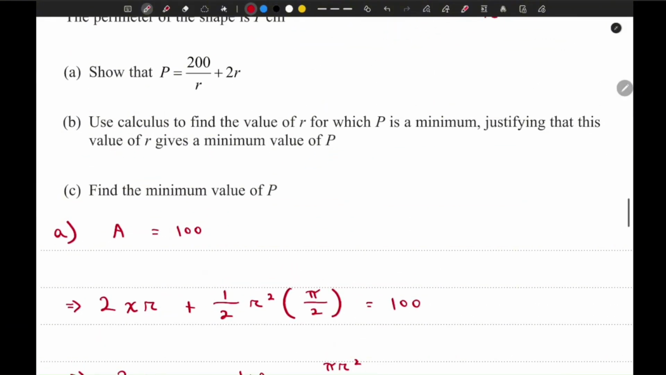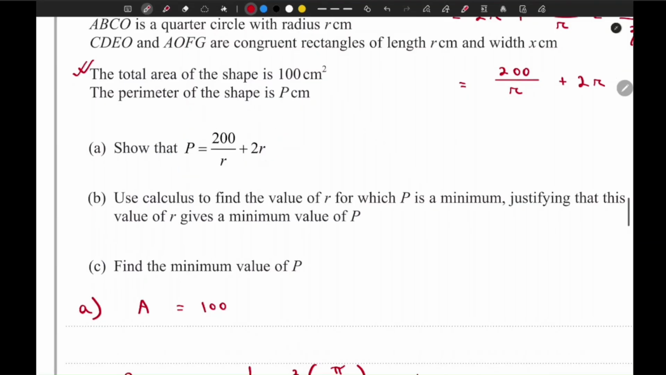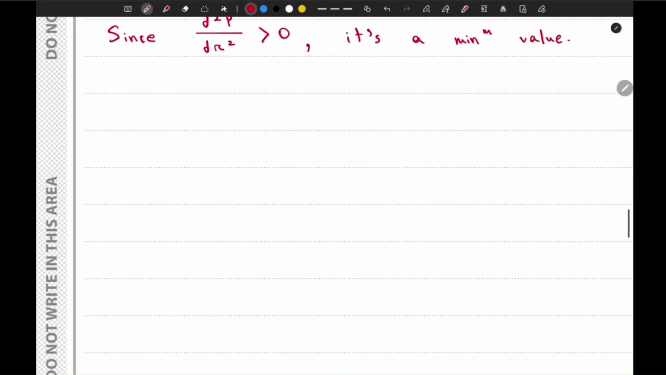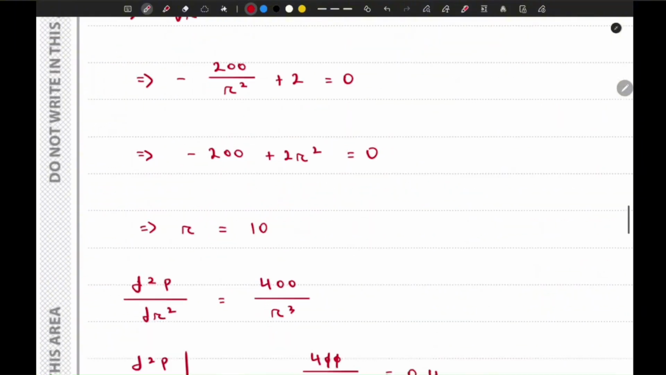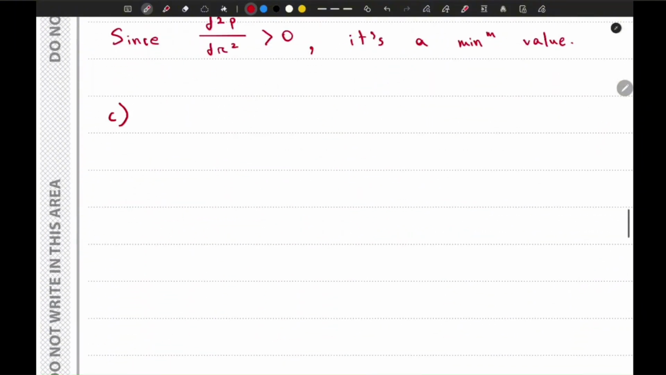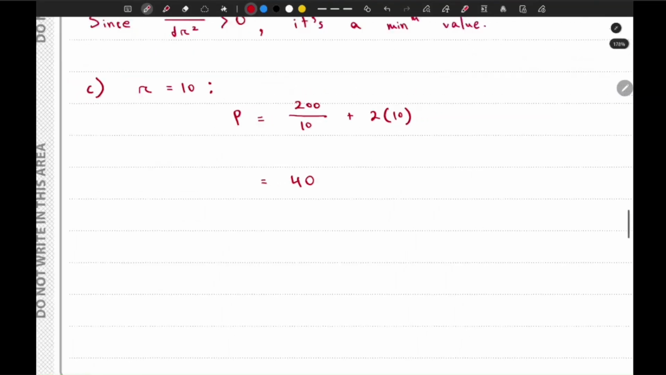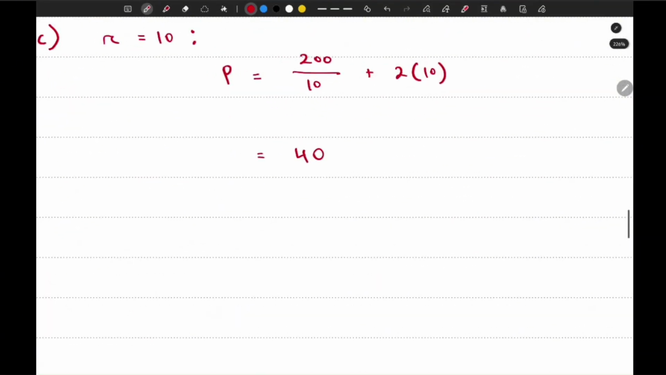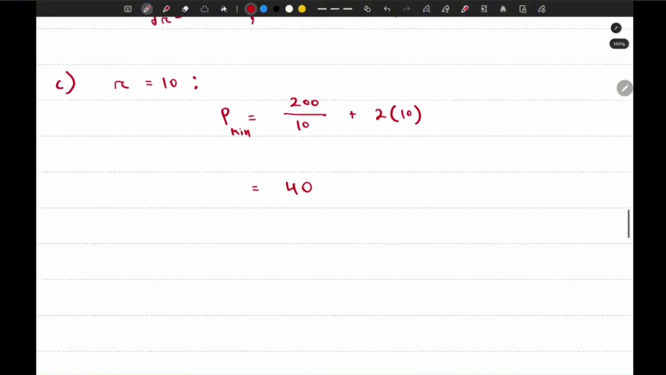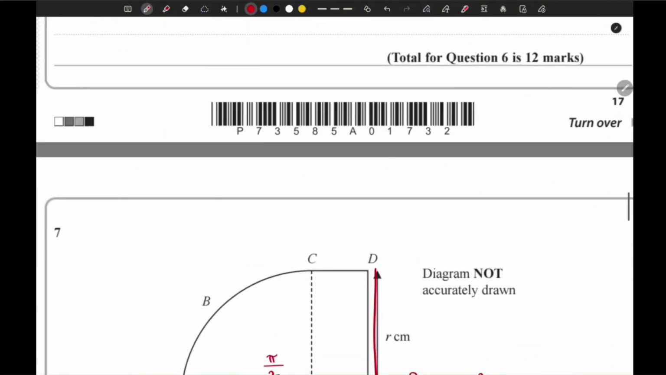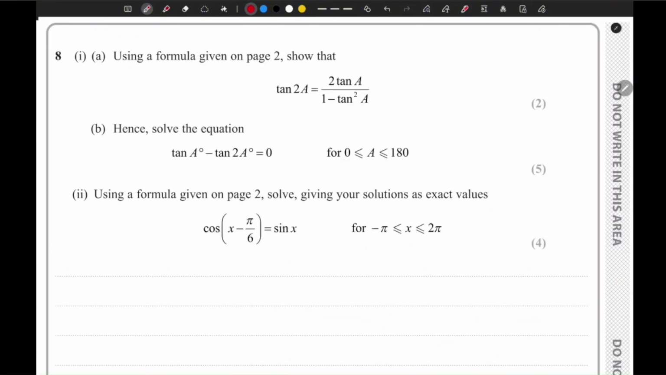Basically, we need to substitute the value of r into this equation. So when the value of r is 10, the value of p is 200 divided by 10 plus 2 times 10, which is 40. So this is the minimum value of p. So that is it for this question. Moving on to the next question.